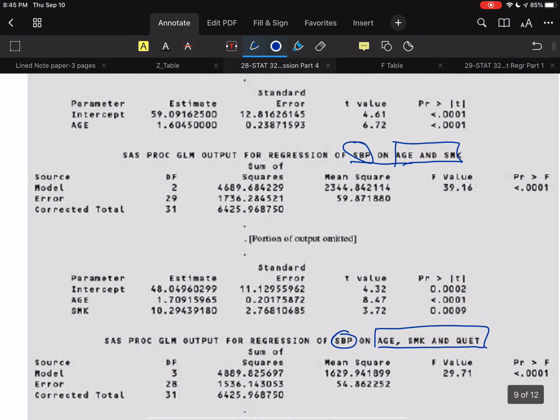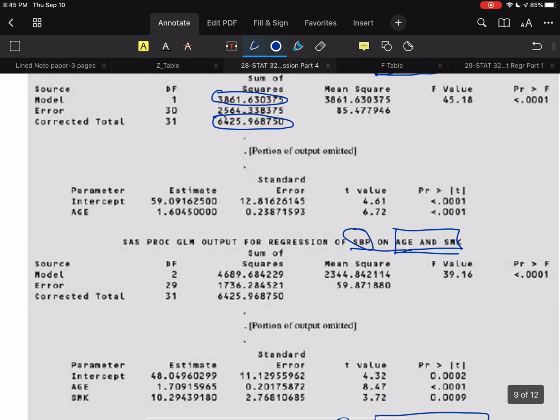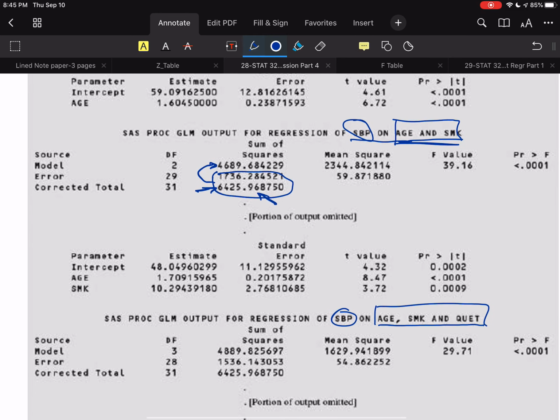And then we do the same thing for age and smoking. So I'm sorry to scroll so much, but I do want to show you. So age and smoking's here. And again, we could take these two, subtract these two, and that gives us this, divided by what's on the bottom. Notice that the SSY stays the same in all the models, because that's the total variation. It never changes. So this value is always the same. What changes is how much is in SSE versus SSR. Okay? And so here we have 4689 divided by 6425. And here we have 4889 divided by the same, 6425.